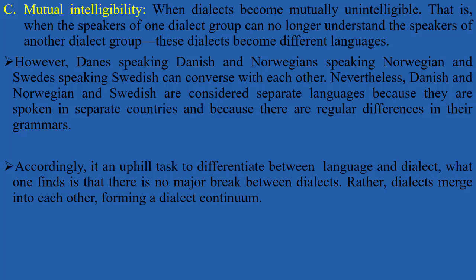So almost all of these criteria are difficult to apply because sometimes, like with the Danish language, Norwegian language, and Swedish language, they can converse with each other. The speakers understand each other. However, they are considered separate languages. You see, so it's really difficult to account for the difference between language and dialect based on these criteria. Accordingly, it is an uphill task to differentiate between language and dialect. What one finds is that there is no major break between dialects. Rather, dialects merge into each other, forming a dialect continuum.